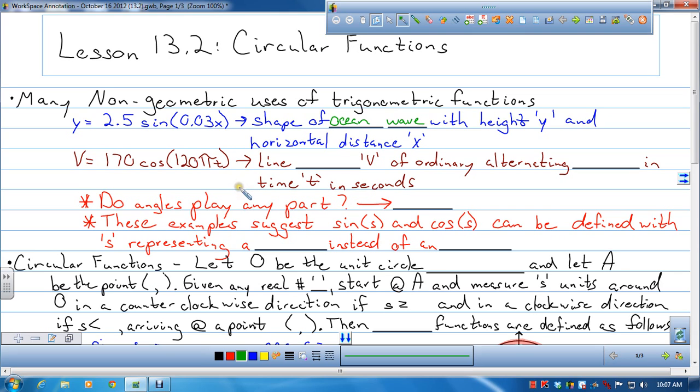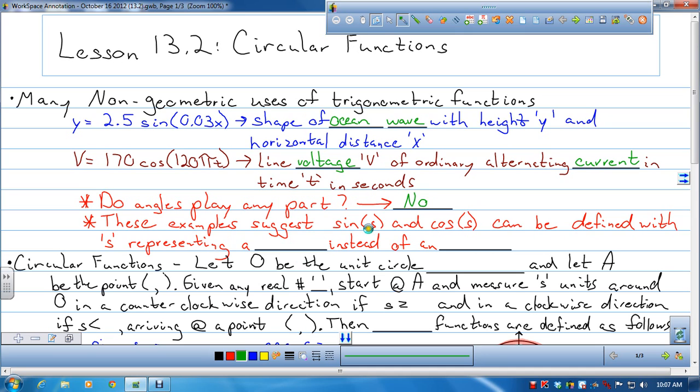Another non-geometric use would be this formula right here, which describes the line voltage of an ordinary alternating current. So there are some applications here within the realm of electricity as well. So the question here is, do angles play a part in any of these? And of course that answer would be no.